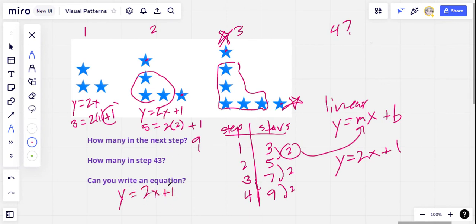And now, to figure out how many stars there are in step 43, we can just use this equation with step 43 as the step number. So y equals 2 times 43 plus 1. 2 times 43 is 86 plus 1 equals 87. So there should be 87 stars in step 43. If you don't believe me, draw it out. Do that 43 times and see if you get to 87.